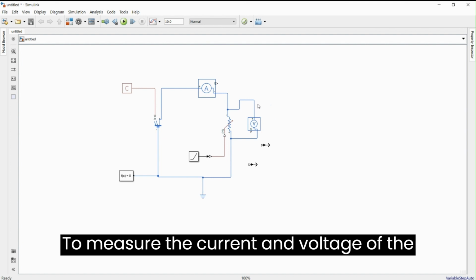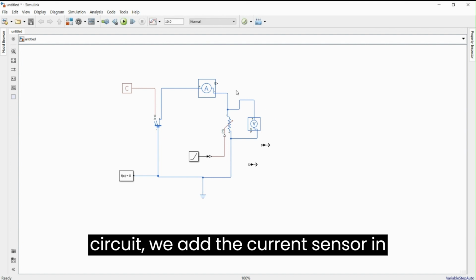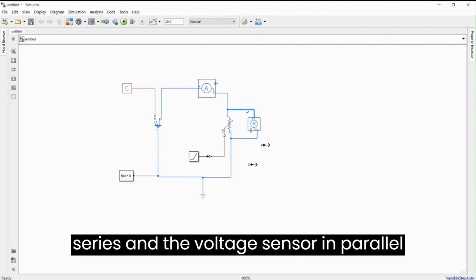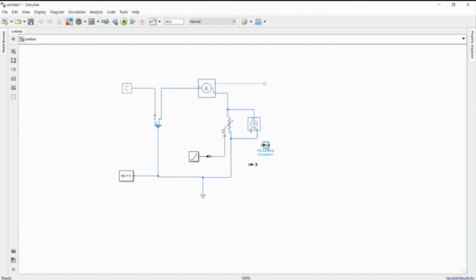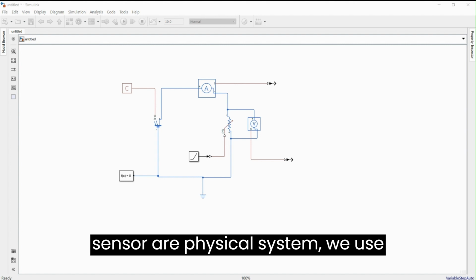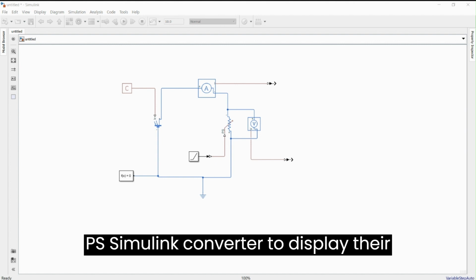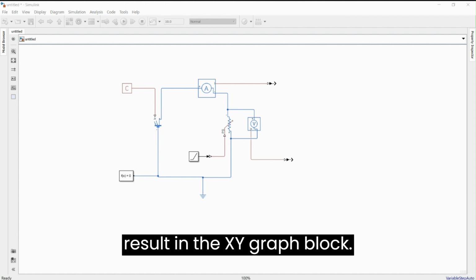To measure the current and voltage of the circuit, we add the current sensor in series and the voltage sensor in parallel to the variable resistor. Because both the current and voltage sensors are physical systems, we use PS Simulink converters to display their results in the XY graph block.